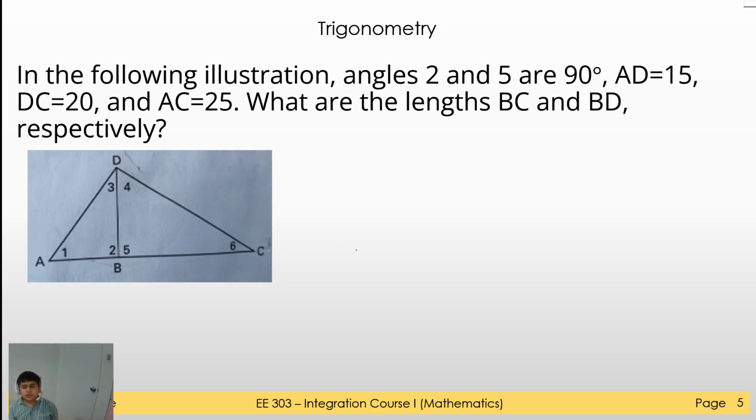Okay, in the following illustration, we have angles 2 and 5, which are 90 degrees. And then we have DC. DC here is 20. And then we have AC. So DC and AC. AC is 25. So A to C here is 25.